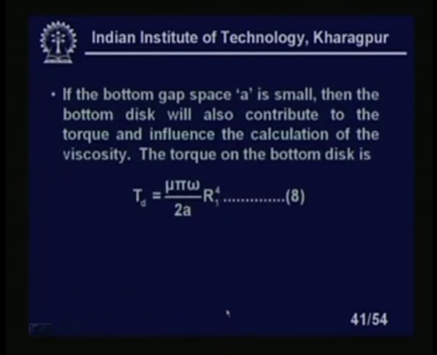If the bottom gap space is small, then the bottom disc will also contribute to the torque and influence the calculation of the viscosity. Usually it is small. So, the torque on the bottom disc will be Td equal to pi mu omega by 2a multiplied by R1 to the power 4. This is equation number 8.